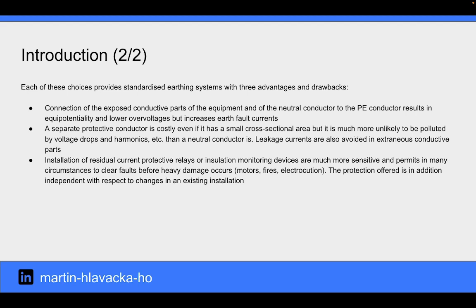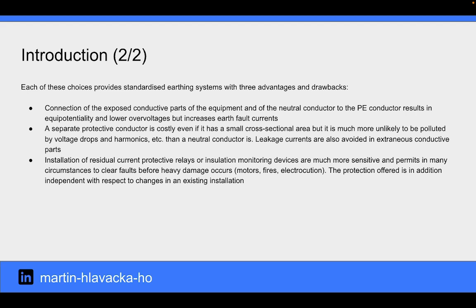Connection of the exposed conductive parts of the equipment and of the neutral conductor to the PE conductor results in equipotentiality and lower overvoltages but increases earth fault currents. A separate protective conductor is costly even if it has a small cross-sectional area, but it is much more unlikely to be polluted by voltage drops and harmonics, etc., than a neutral conductor is. Leakage currents are also avoided in extraneous conductive parts.